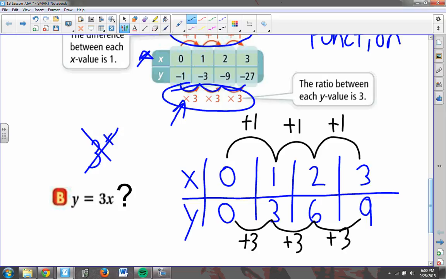So because this is a plus pattern, this is a plus 3, whereas up here in our exponential example, it was times, okay? So if in the table you see a plus pattern in your y values, that is a linear equation. If you see a multiplication pattern, like we did up here, that is an exponential function. All right?